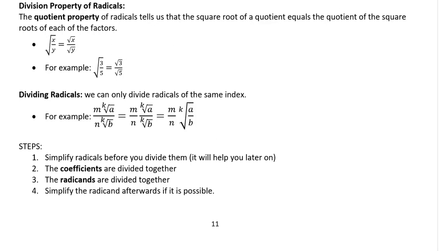So now let's take a look at division of radicals. First off, we have something called the quotient property of radicals that tells us that if you take the square root of two numbers, it's the same thing as splitting it up. So if you have the square root of x over y, that's the same thing as the square root of x over the square root of y. All right, so you can see with numbers as well, right?